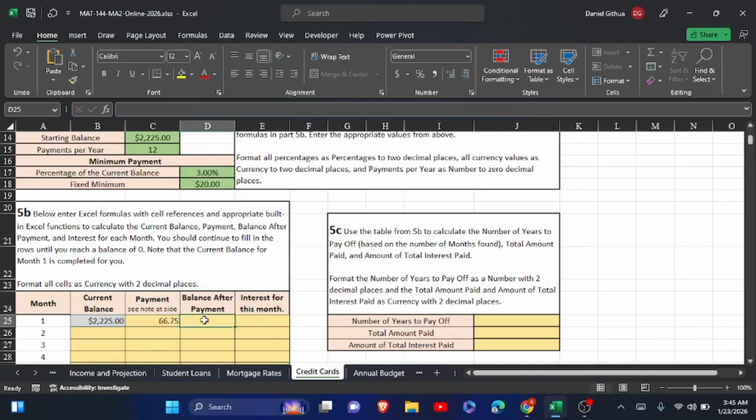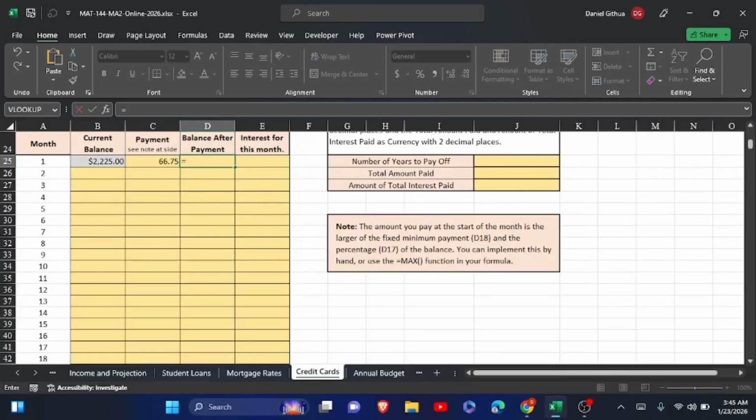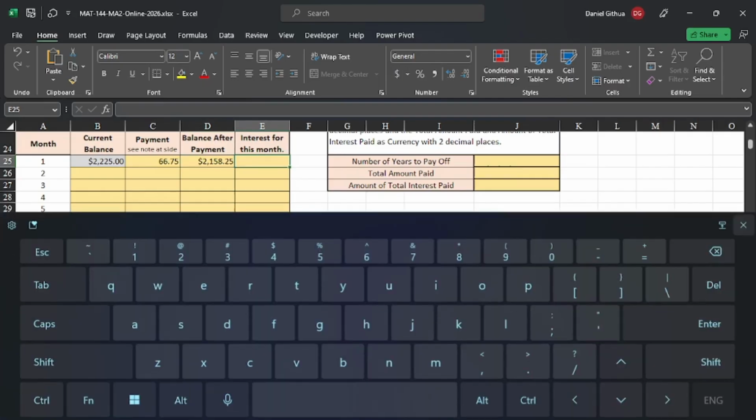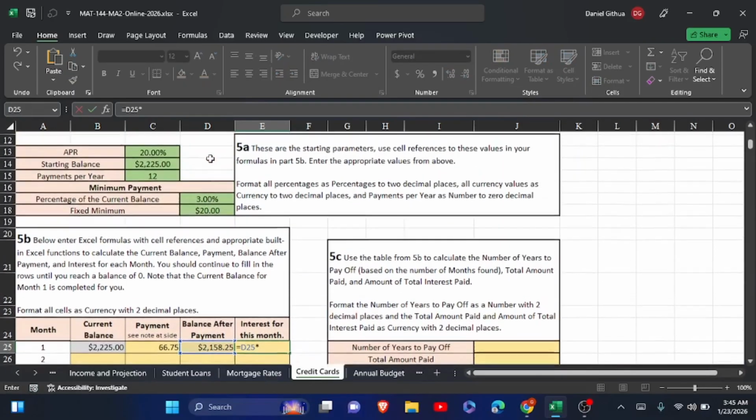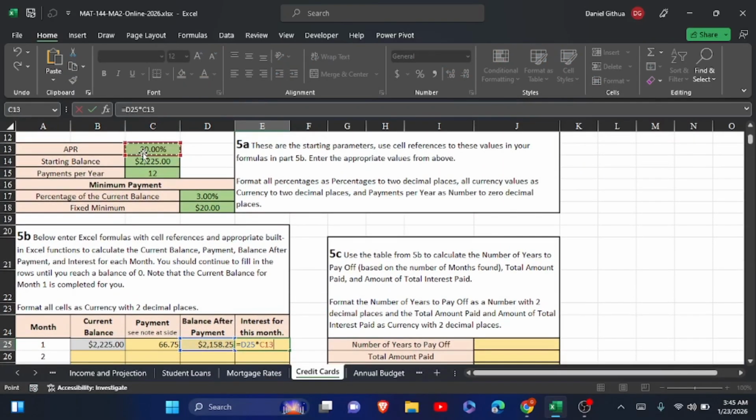Balance after payment is given by the current balance minus the payment. And the interest for this month is given by equals the balance after payment times the APR divided by the payments per year.